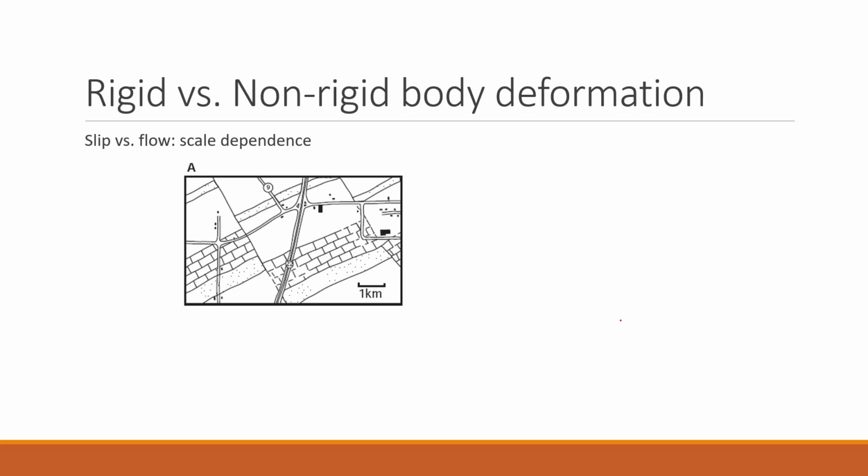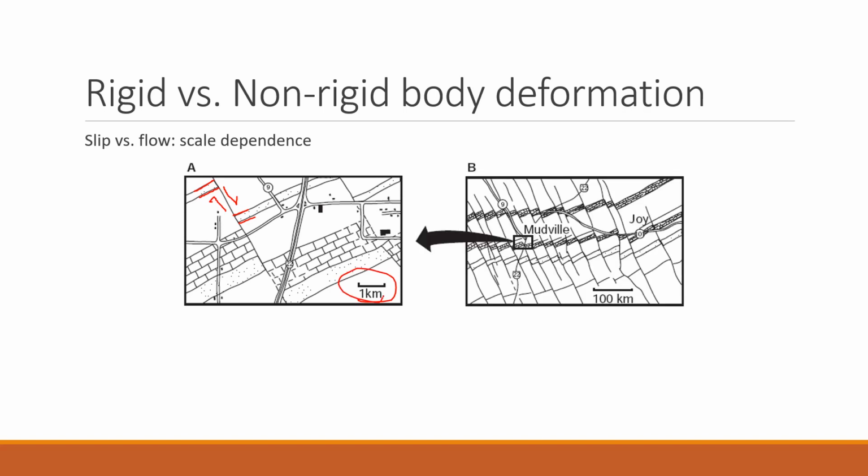Same idea with the Earth. So here we see what is obviously rigid offset. So this used to be aligned to that. There is a very obvious sense of offset here. Note that we're looking at 1 kilometer scale.